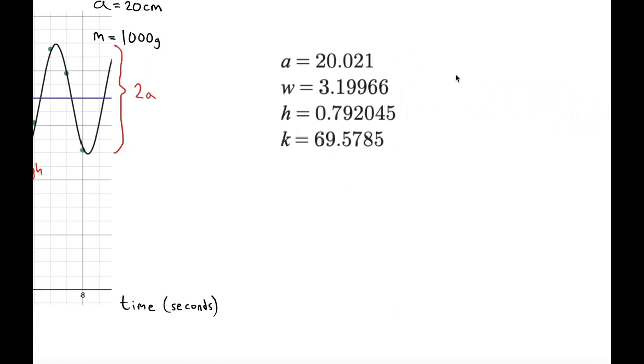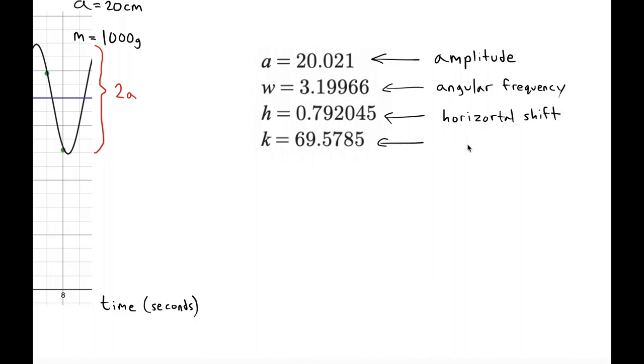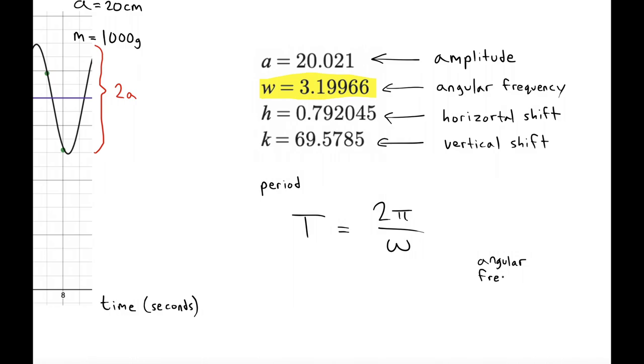Okay, so here we see that the amplitude is 20.0. The angular frequency is 3.2. The horizontal shift is 0.8. And the vertical shift is about 70. I can determine what the period is from the angular frequency alone. I'll use the formula T equals 2 pi over omega. So T stands for the period, and omega stands for the angular frequency. All right, so let's plug in.